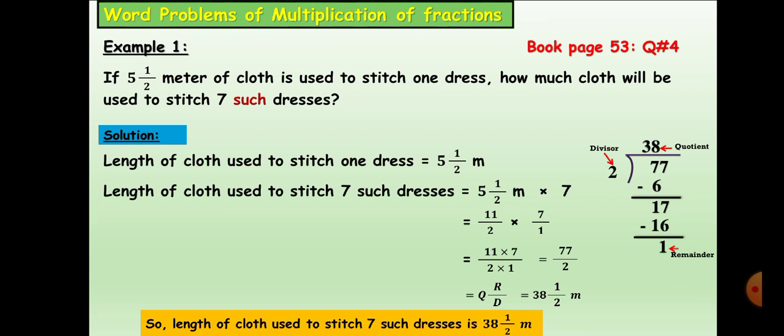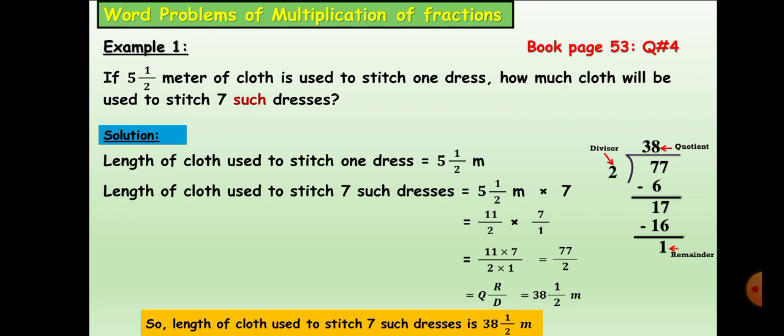So let's look at the word problems of multiplication of fractions. Example one: if 5 whole 1 over 2 meters of cloth is used to stitch one dress, how much cloth will be used to stitch 7 such dresses? Here the word such tells us that we have to do multiplication. First of all I have to write the statements: length of cloth used to stitch one dress equals 5 whole 1 over 2 meters. Length of cloth used to stitch 7 such dresses equals 5 whole 1 over 2 meters multiplied by 7.